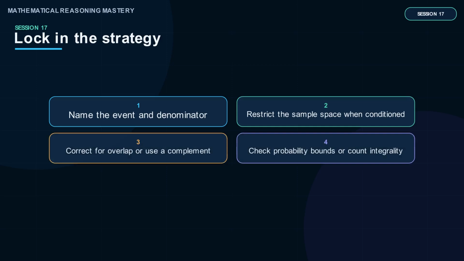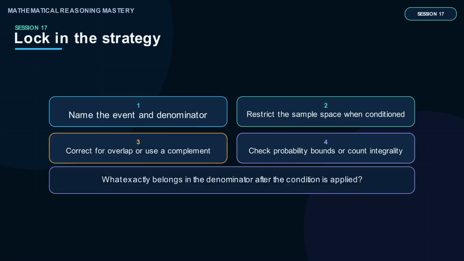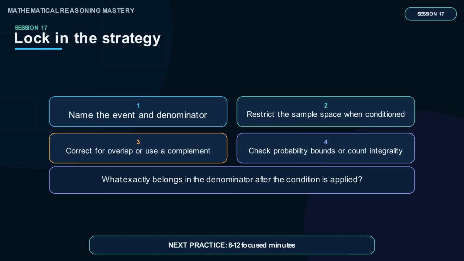A result becomes dependable only when the method and verification are both clear. Reflection. What exactly belongs in the denominator after the condition is applied? Name the exact point where an incorrect path would first become visible. Practice one fresh problem for 8 to 12 focused minutes. Keep the work readable, verify independently, and carry the routine into the next session. Before moving on, close the notes and explain the method aloud from memory. Then invent one small variation, predict how the answer should change, and verify that prediction with a complete calculation.